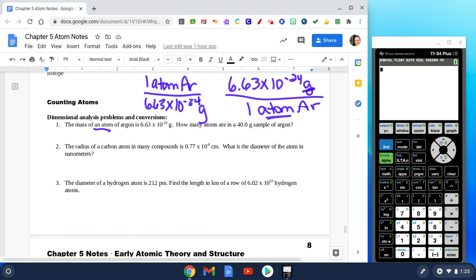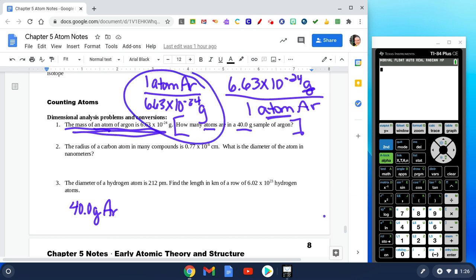So then our question says, how many atoms are there in 40 grams? If you remember how we set this up, I'm going to do it at the bottom here because I have more room. You always set it up with the number in the problem. So here's our real problem, and this is just our conversion factor. We're going to start with 40.0 grams of Ar. That is the number given to us in the problem, the number that we're going to start with. This is our conversion factor, so that's what we're going to use next.